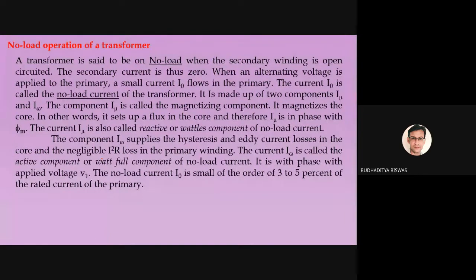Let me see who can remember that in case of no load operation, or the open circuit test of the transformer, which side is open circuited and where we place our measuring devices, the ammeter, wattmeter and voltmeter. Which side is open circuited, the high voltage side or the low voltage side?